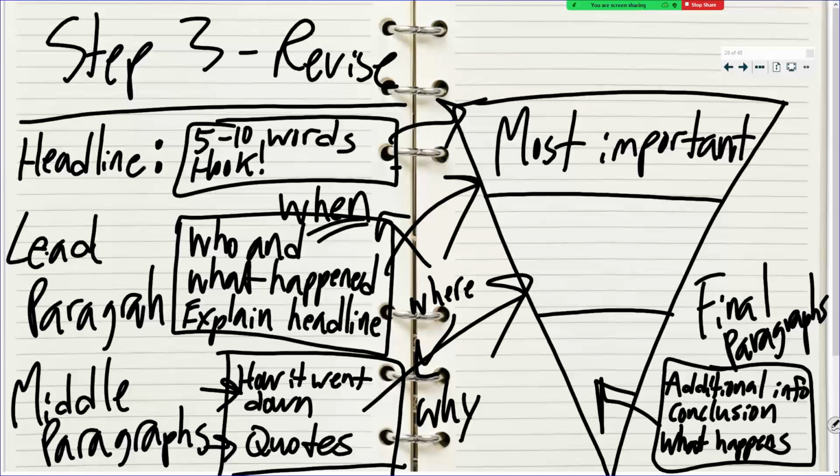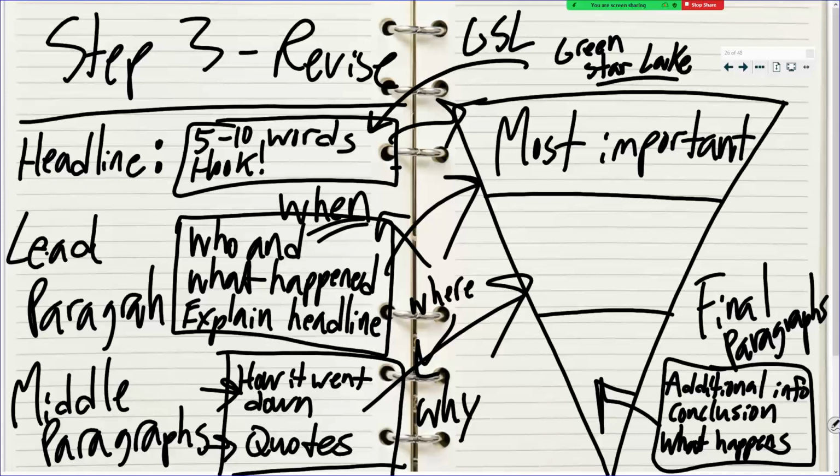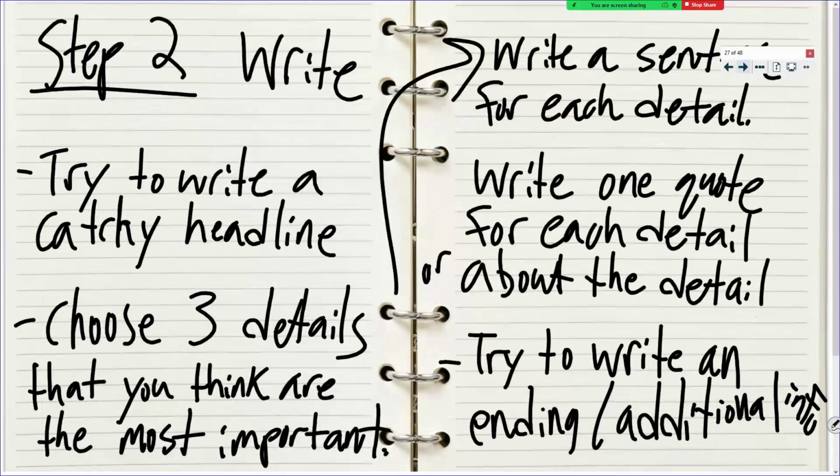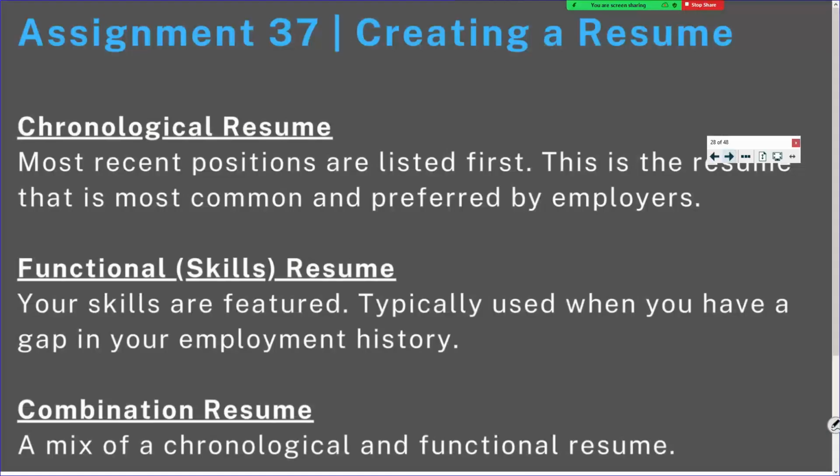You know, the where might even be in your headline, right? So at some point you should mention Green Star Lake. That's probably going to be in your headline or come into the lead paragraph. And then once you have your outline in, you might go back, do some more writing, or you might do some revision depending on where you are in the process.